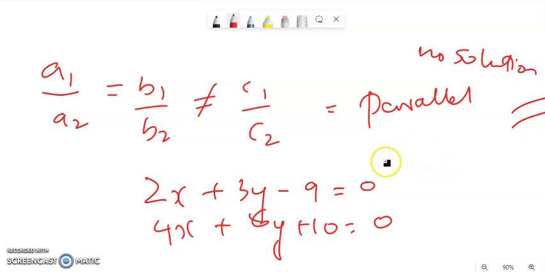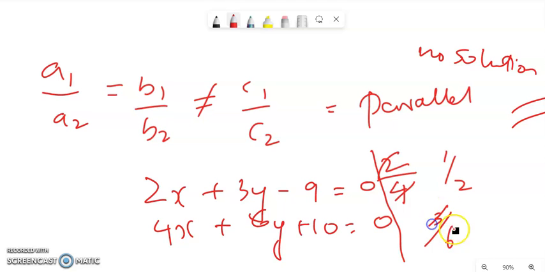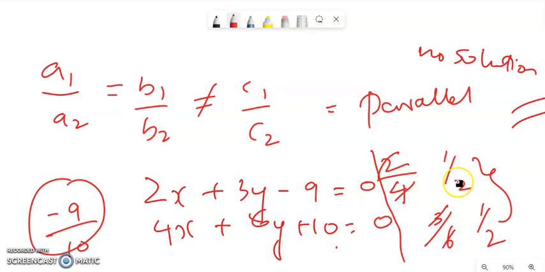Now see, a1 is 2, b1 is 3. a2 is 4, so a1 by a2 is 1 over 2. And b1 is 3, b2 is 6, that is also 1 over 2. So what you can see here is a1 by a2 is equal to b1 by b2. And what is c1 by c2? It is minus 9 by 10. So obviously these are different fractions, and hence our lines will be parallel.